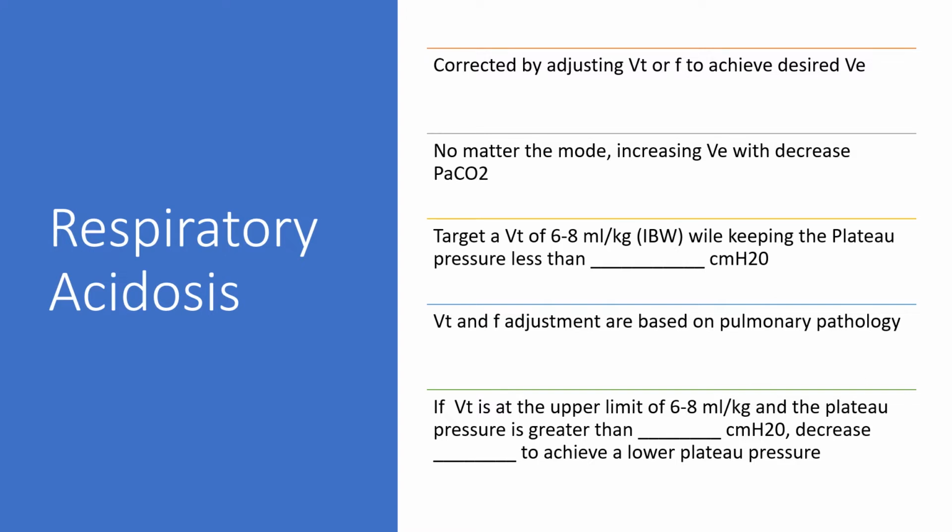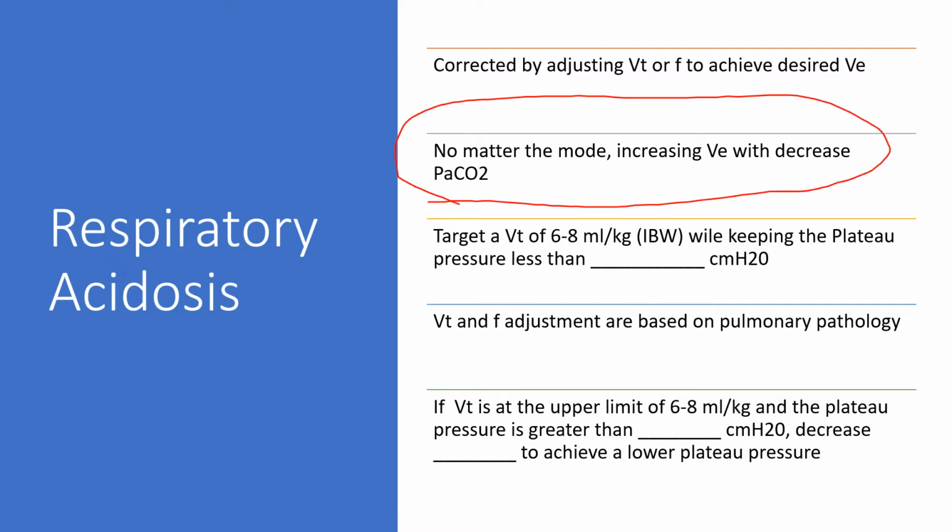With a respiratory acidosis, how do we correct it? Well, we're going to correct it by adjusting the tidal volume or the rate to achieve their desired minute ventilation. So no matter the mode, when we're increasing the minute ventilation, we're going to decrease the CO2 traditionally. But just understand that may not be linear in patients that are already breathing shallow, so poor alveolar minute ventilation. So here, when you're looking at this statement, we're assuming that we're talking about alveolar minute ventilation, right? If we increase alveolar minute ventilation, we'll decrease CO2, right?